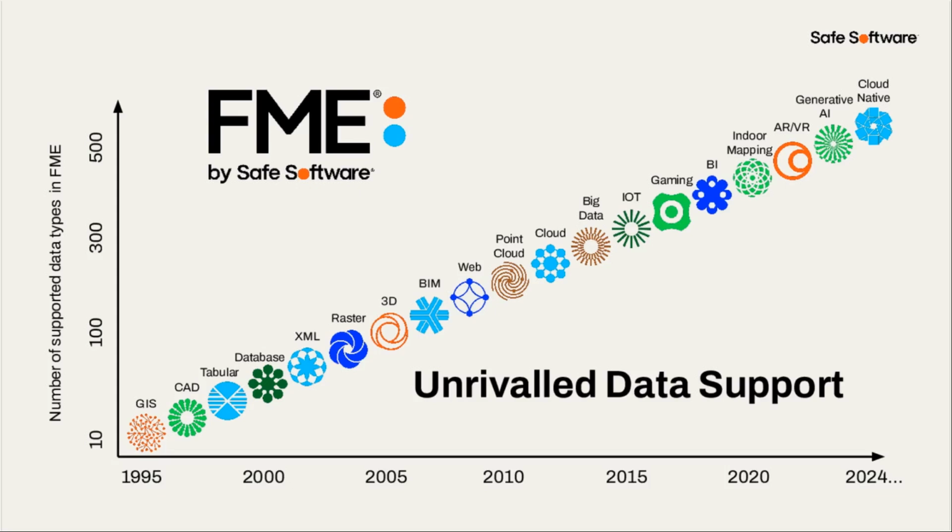We started focused on GIS towards the beginning, with less than 10 formats back in 1995. But over the years, we listened to our customers' needs and what they basically needed. And now we support more than 500 different formats, and you can see just some of them there, which is really amazing.